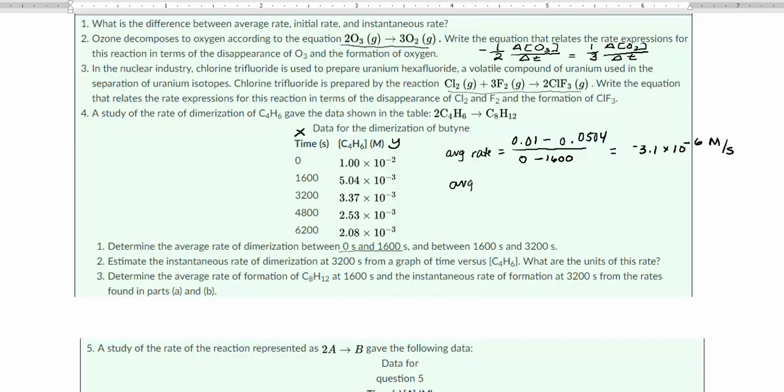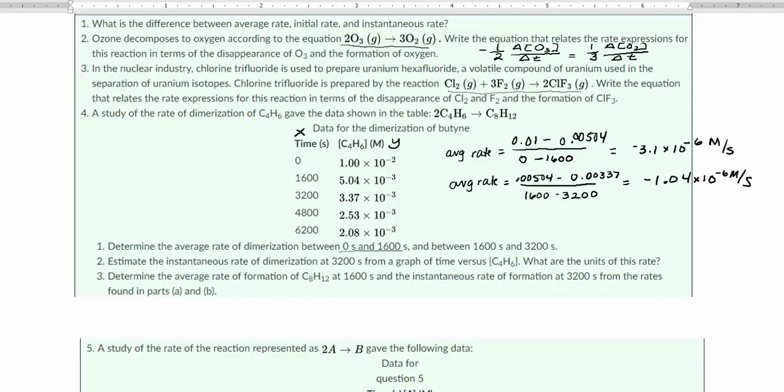So the other average rate that we were asked to calculate is going to be between 1600 and 3200. So again, keeping my y values together, looks like I forgot a 0 here. I get an average rate between these points of negative 1. I get a 0.04. I'm going to keep those values just for now. And again, the units are a molarity per second.